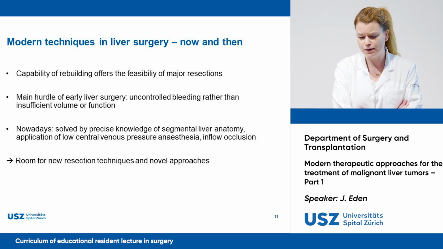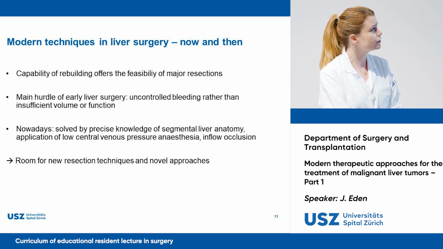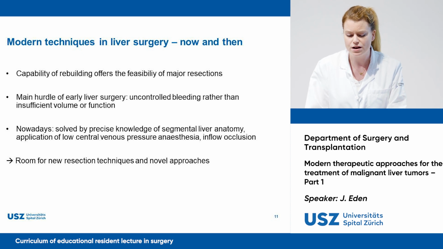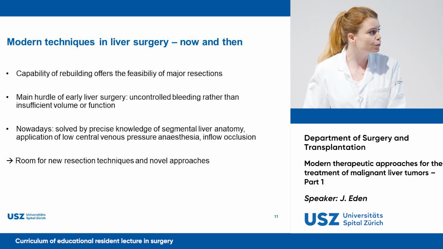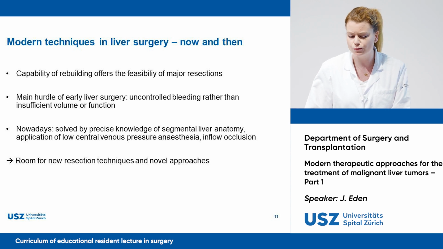The liver has the capability of rebuilding, and that offers the feasibility of major resection. Now, the main hurdle in early liver surgery was uncontrolled bleeding rather than insufficient volume or function. And nowadays, that is solved by precise knowledge of segmental liver anatomy, application of low central venous pressure and anesthesia, and inflow occlusion. And that leaves room for new resection techniques and novel approaches.